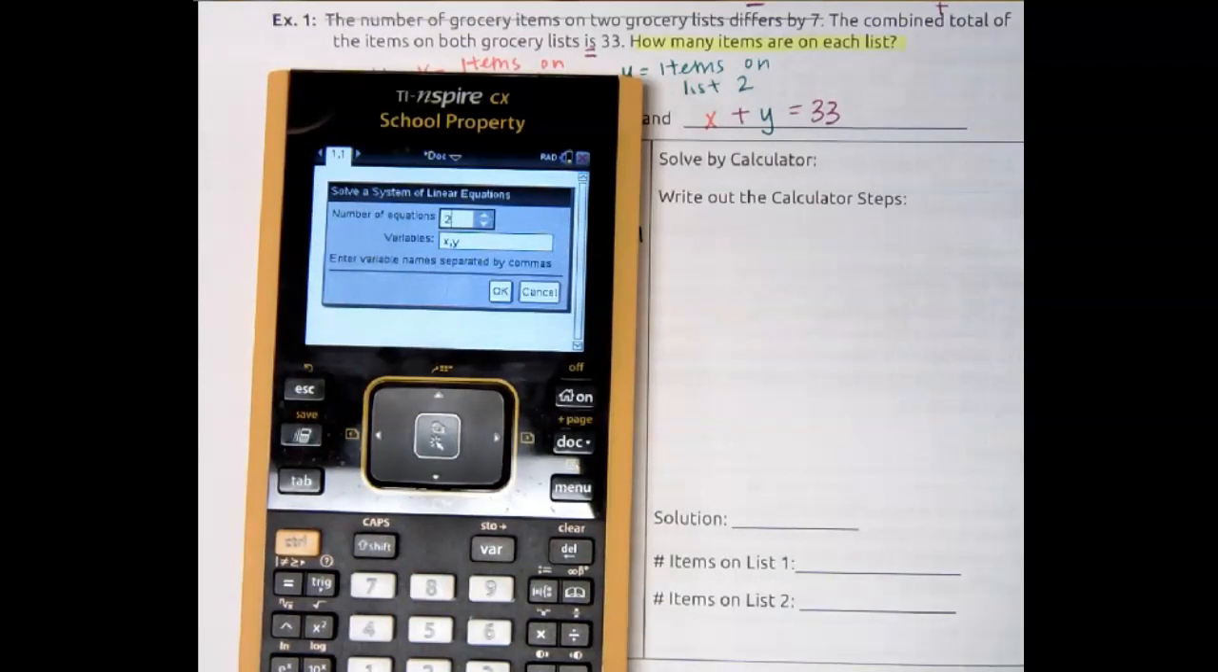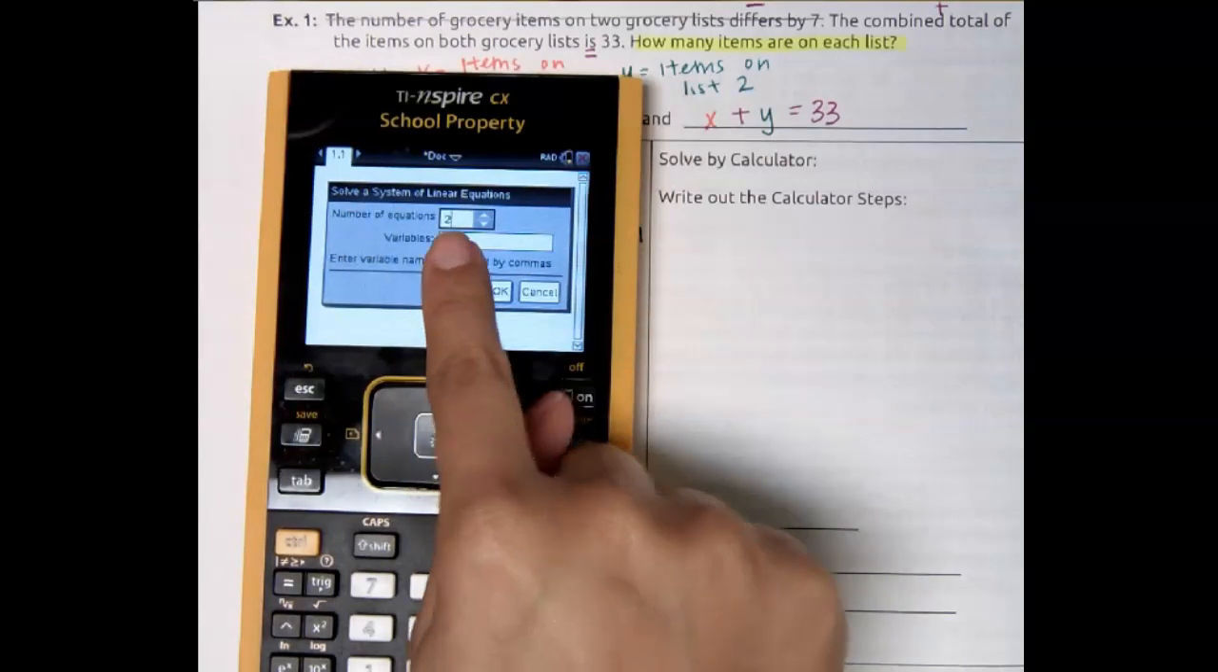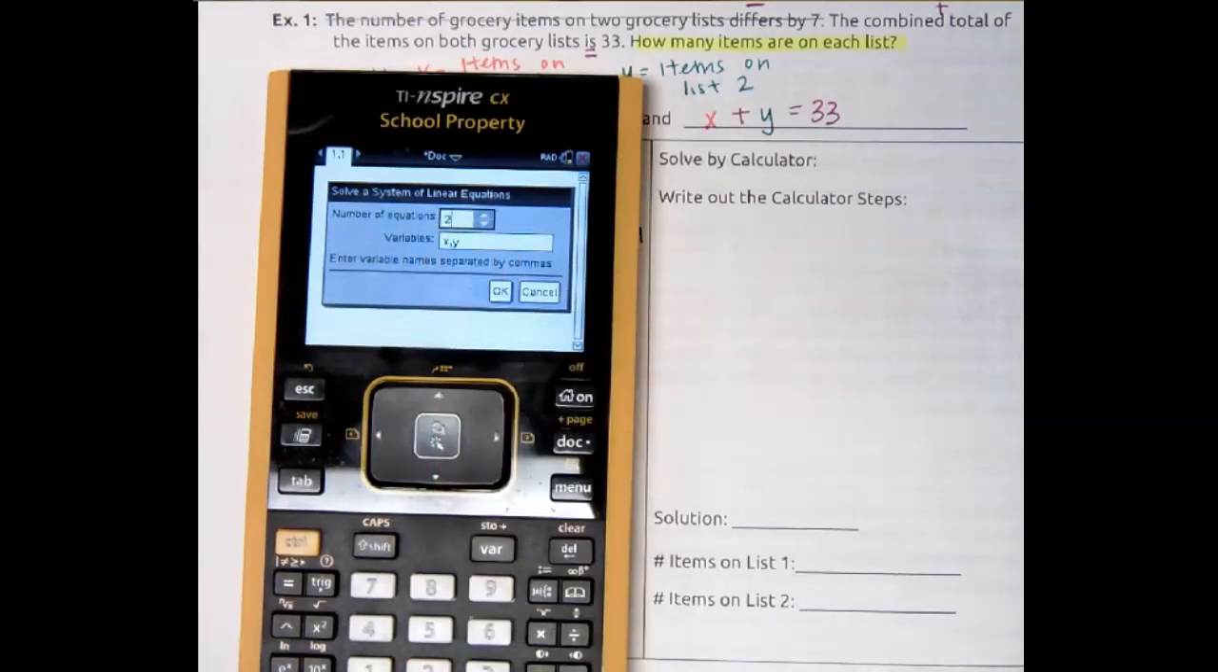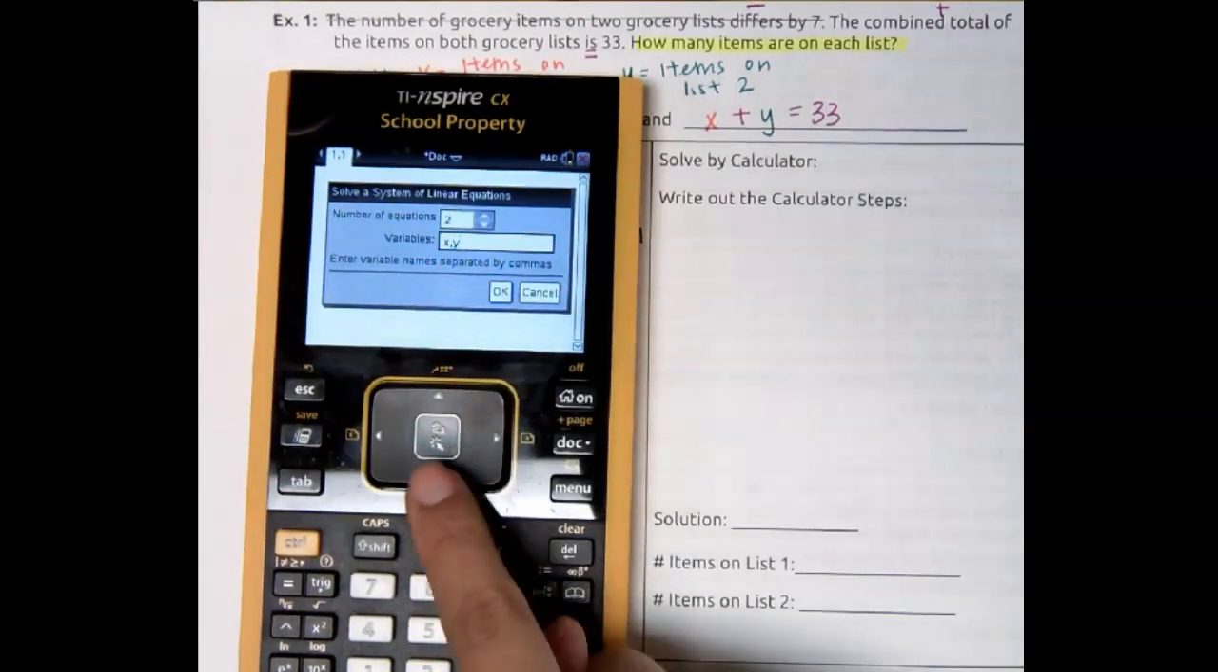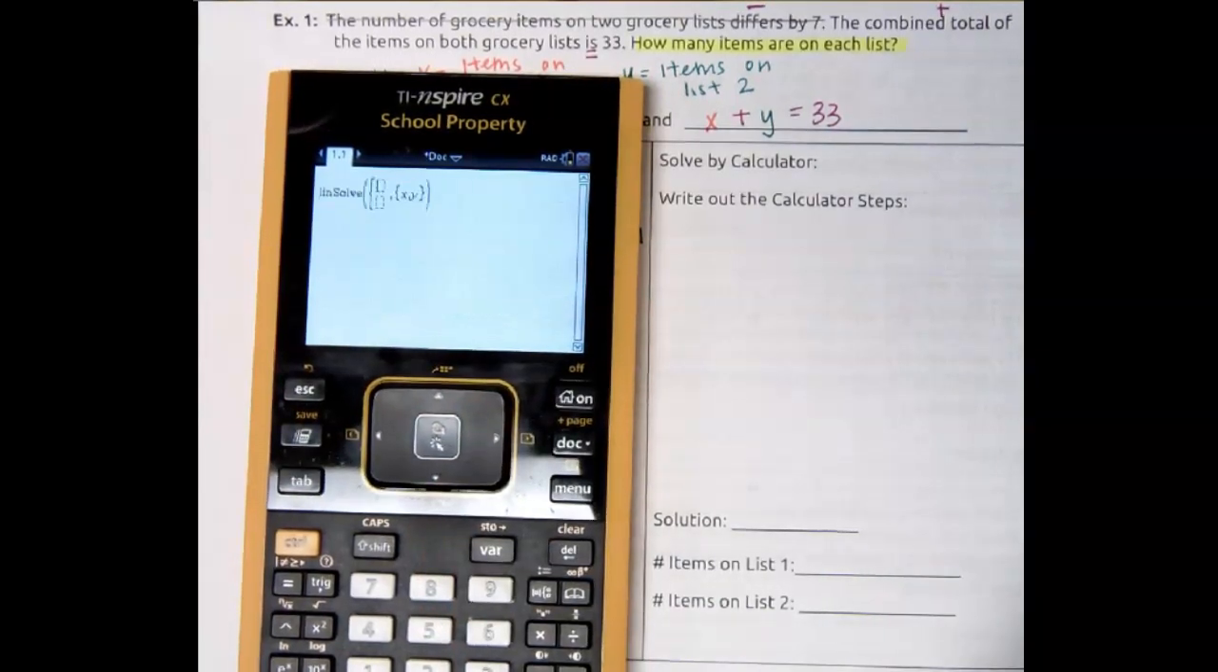Now, this screen we never do anything with, but I'll just tell you what it means. It says number of equations. Well, I have two because I wrote two different equations. And the variables I'm using are X and Y. So here you can kind of skip and just go down to OK. And it's going to give you this screen that says Lin Solve for linear solve.